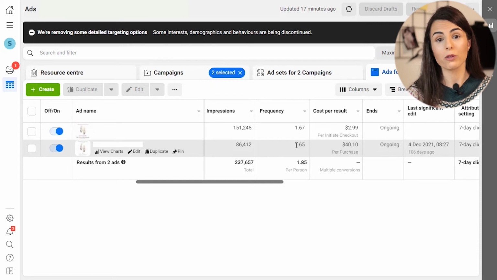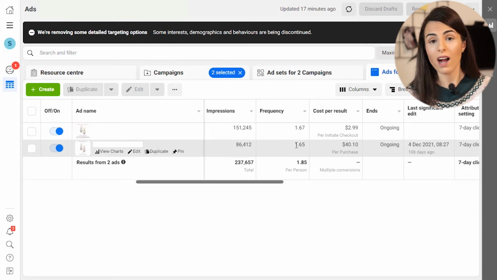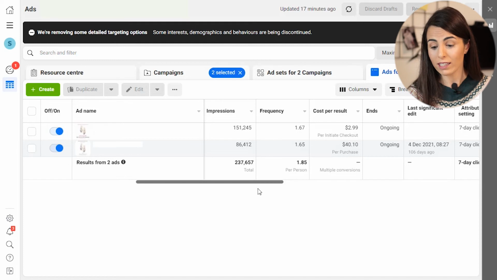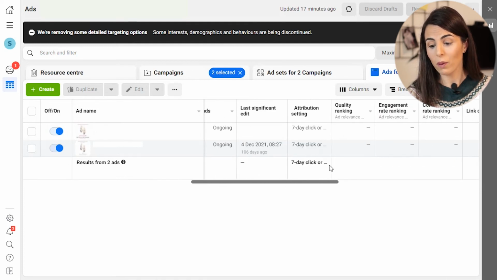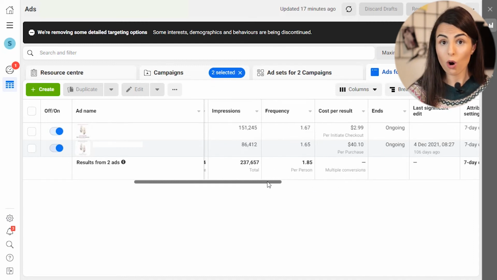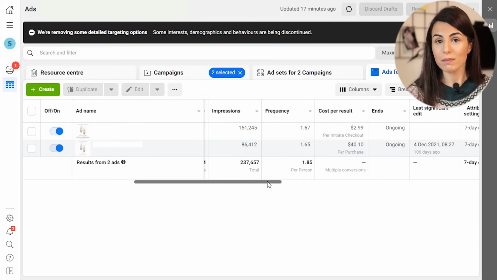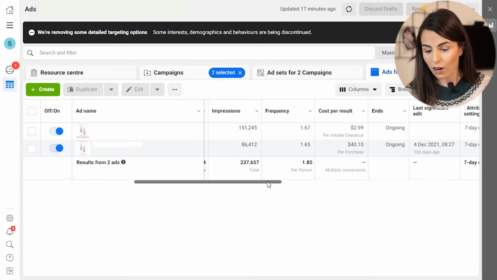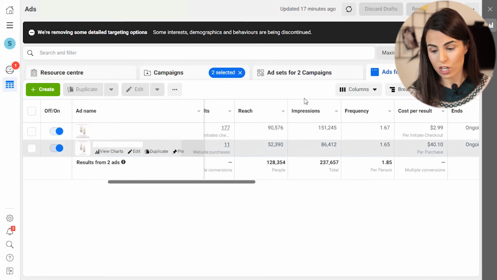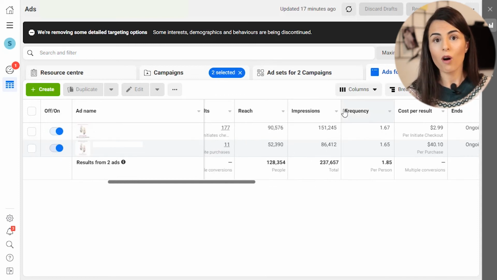You don't want people to start reporting your ads or hide your ads, because this will affect your quality ranking in here, which is bad, as I told you before. So always try to keep your frequency low by introducing new ads. Frequency is a metric that you always measure at the ad level, not at the ad set or the campaign level.